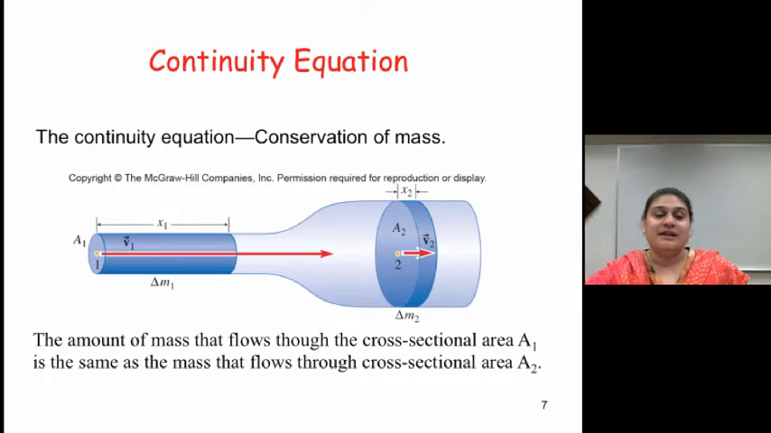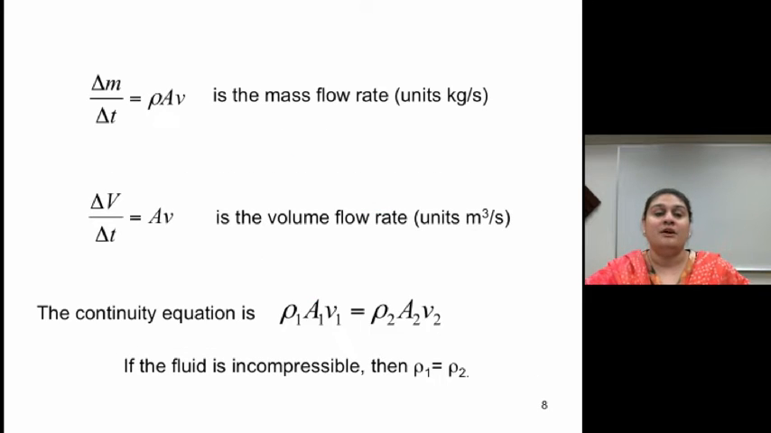The idea is that when objects move from smaller cross-sectional areas to larger cross-sectional areas, their velocities decrease. However, if they move from larger cross-sectional areas to smaller cross-sectional areas, they will tend to move faster. Mathematically, the mass flow rate of anything, which is change in mass over change in time, is given by rho A V. The volume flow rate, change in volume over change in time, is given by A V.